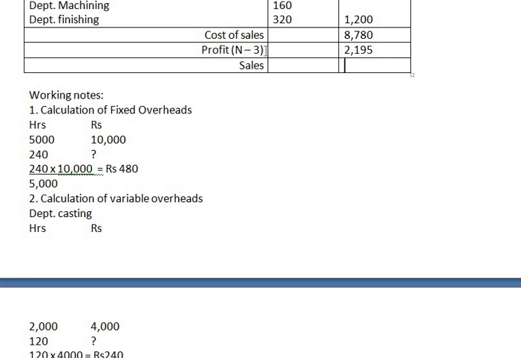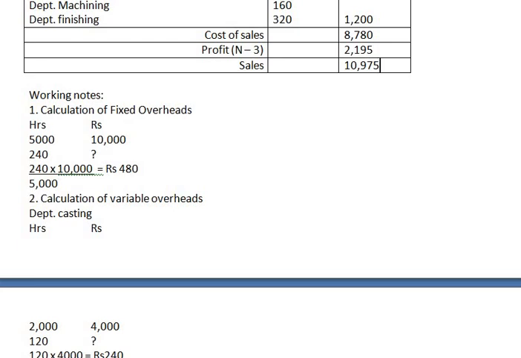So how will you find out sales? Cost of sales plus profit. Cost of sales is 8,780 plus 2,195, which is 10,975. So this is your sales.